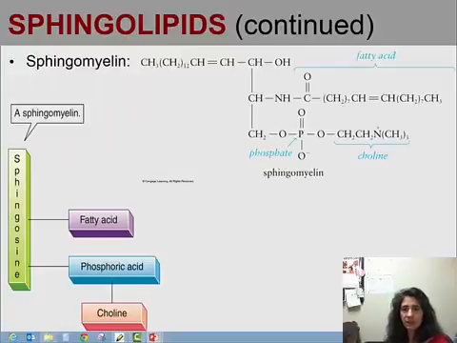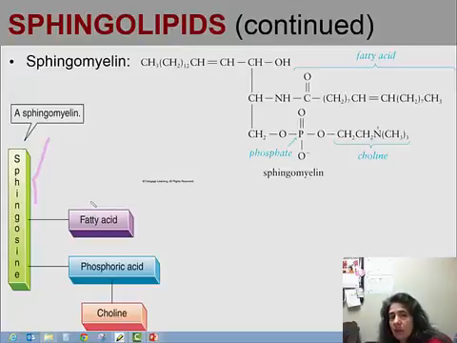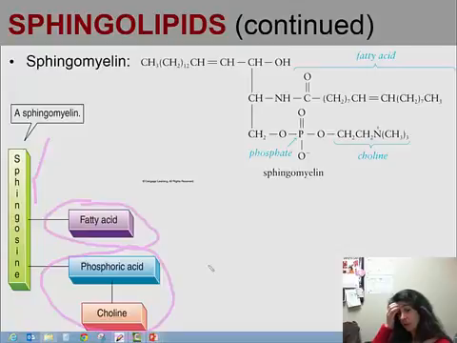So we can see sphingomyelin, and again we have the nice, really simple picture if we look down towards the bottom. So we have, instead of glycerol, our sphingosine here, and then we have one fatty acid attached, and then we have our phosphoric acid with choline attached. So again, our phosphate with our choline. So it's a complex lipid because we now are working with sphingosine instead of glycerol, and sphingosine is a very large molecule, while glycerol is pretty small and simple.